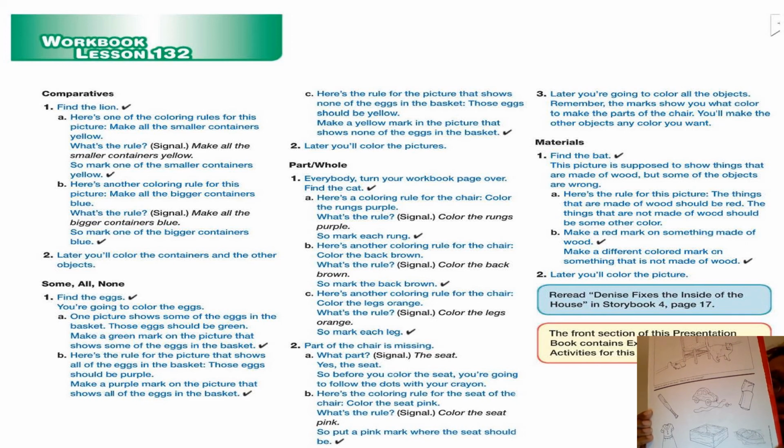You get to choose. Make a red mark on something made of wood. Remember, write R for red. Make a different colored mark on something that is not made of wood. Good. Later, you'll color the picture. Remember to use colors that make sense for the other objects. Use your best coloring. We're coloring in the lines, following our coloring rules, and doing our best work.